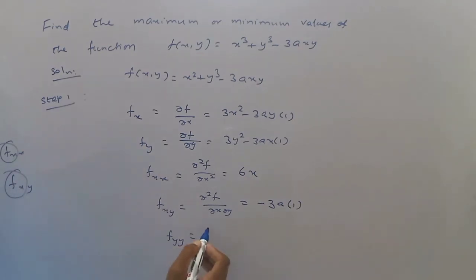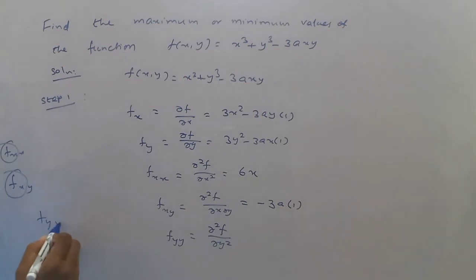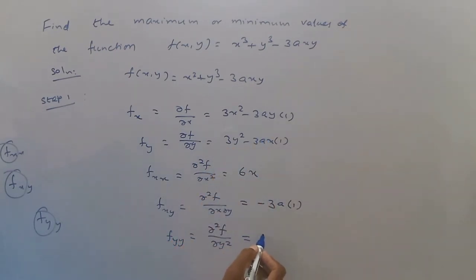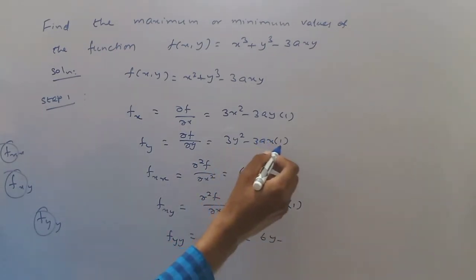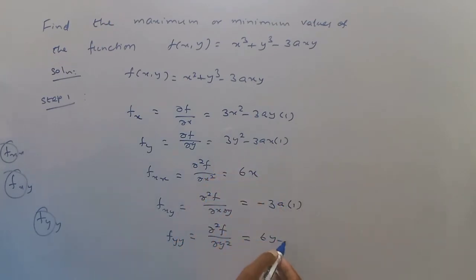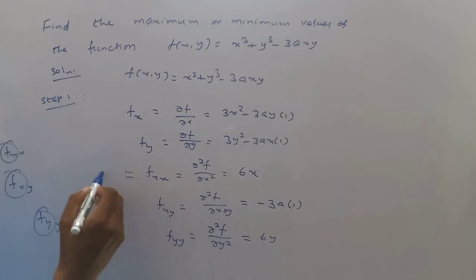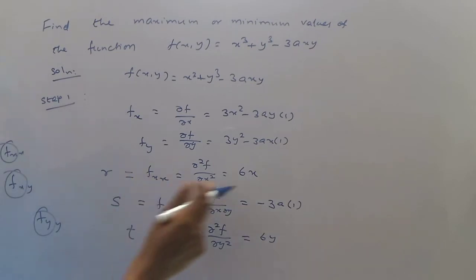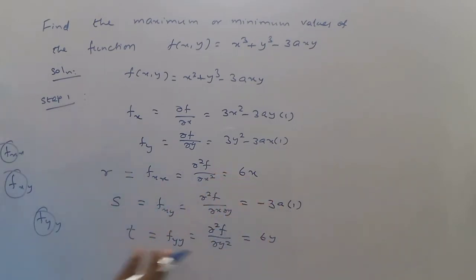fyy. Dou square f by dou y square. So fyy is fy with respect to y only. So x is constant. 3y square differentiation is 6y, minus 3ax differentiation with respect to y is 0. So only 6y. So r value is 6x, s value is minus 3a, t value is 6y.